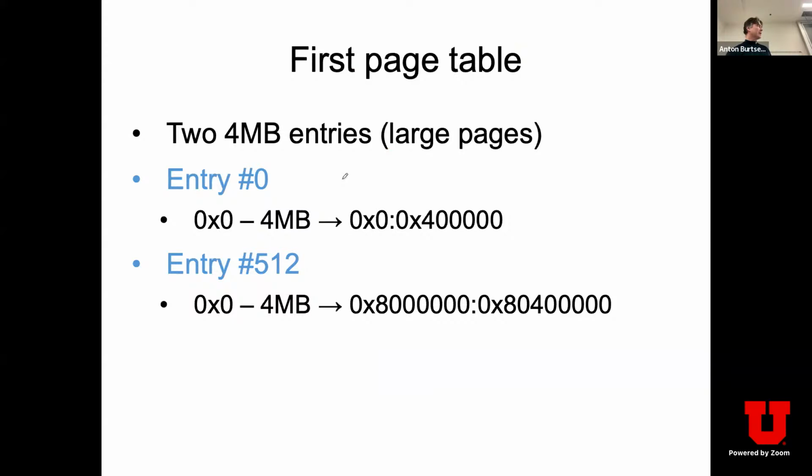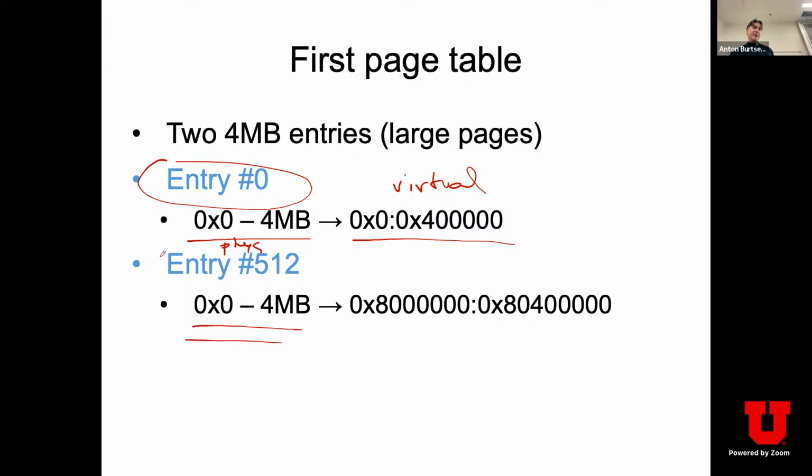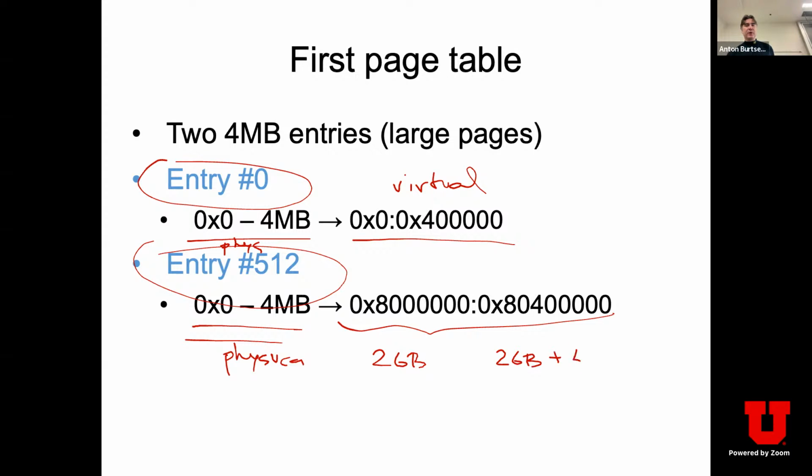It will only have 2 entries. Entry 0 maps the first 4 megabytes, specifically from 0 to 4 megabytes physical, to 0 to 4 megabytes virtual. So this is physical in my slide. And the second entry, 512, again maps the first 4 megabytes of physical to the addresses which start from 2 gigabytes to 2 gigabytes plus 4 megabytes, right? Let me explain in a second why we're doing it. It will become clear, don't worry.